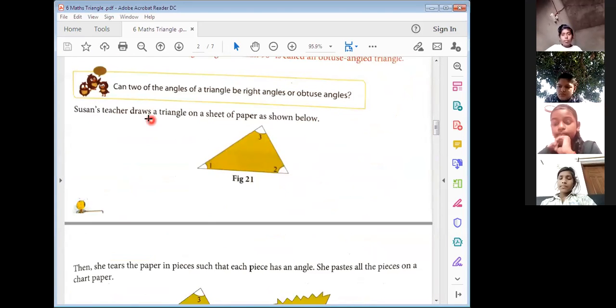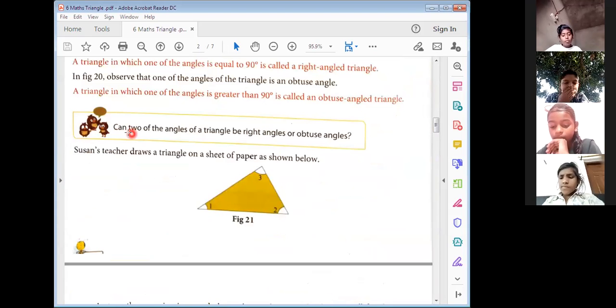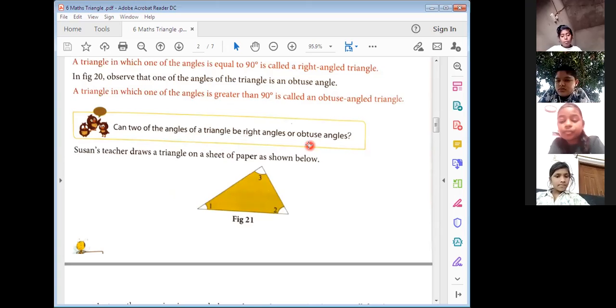Tell me one thing. There is a question. Can two of the angles of a triangle be right angles or obtuse angles? Yes or no? Think. Anybody having any idea or not?